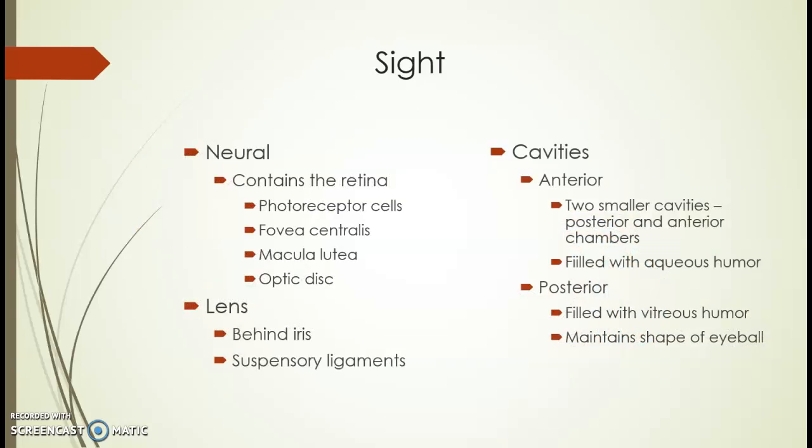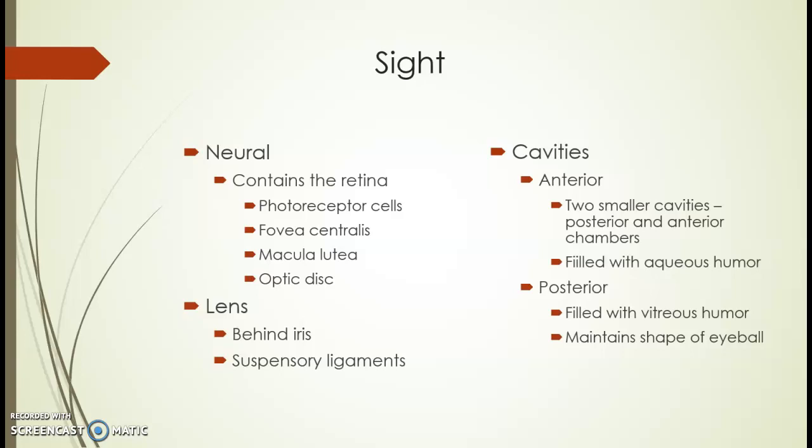The third layer is the neural layer. This is the innermost layer of the eye, and it contains the retina. The retina itself contains the photoreceptor cells, the fovea centralis, the macula lutea, and the optic disc.